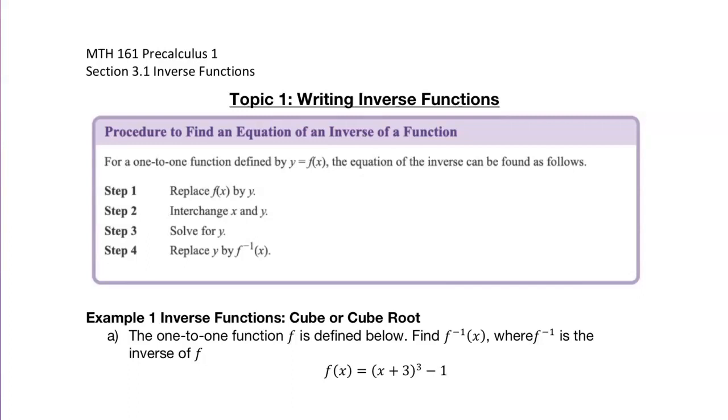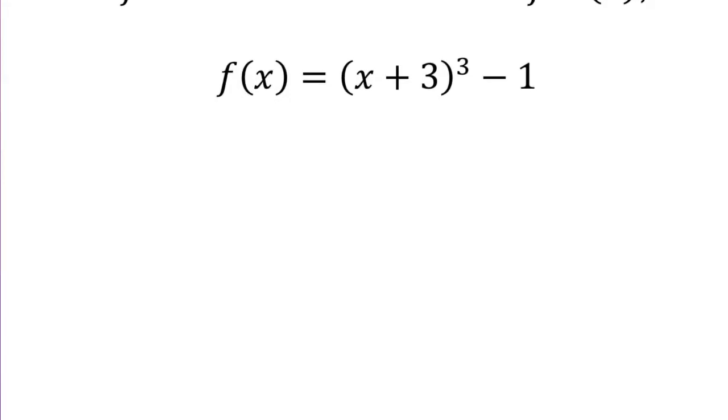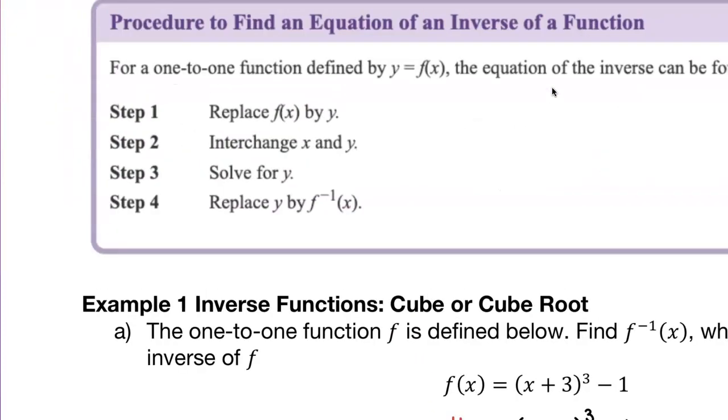To find an equation of an inverse of a function, we first start by replacing the function name by y. So over here, it says f of x equals (x plus 3) cubed minus 1. Change that f of x to y and keep everything else exactly the same for right now. Okay, so that's step number 1.